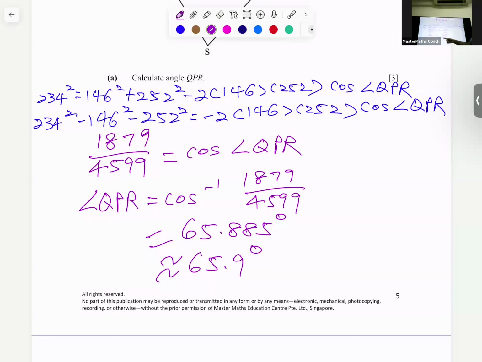And then friends, please round off to three significant figures. Okay.